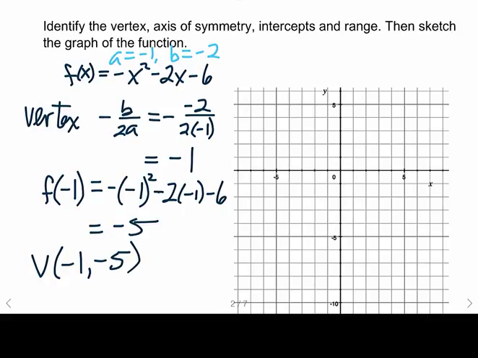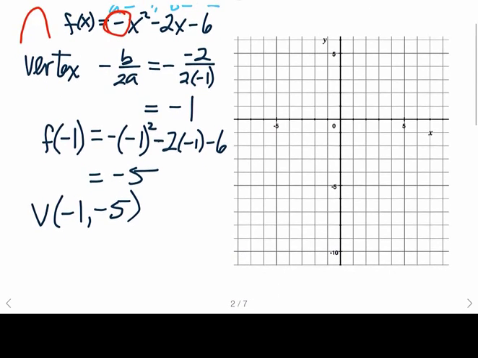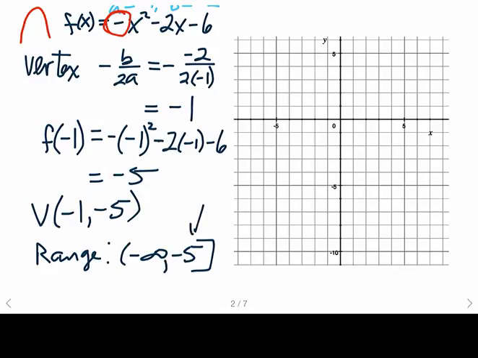Now, because the lead coefficient was negative 1, I know that this parabola opens down. Since that's the case, I now know the range of the parabola. The range is going to be negative infinity, comma, negative 5. And that also indicates a maximum value for the parabola. Oh, I forgot a comma. The maximum value of the parabola is negative 5. Some parabolas have a maximum, some of them have a minimum. We're going to see about that in a future example in this session.